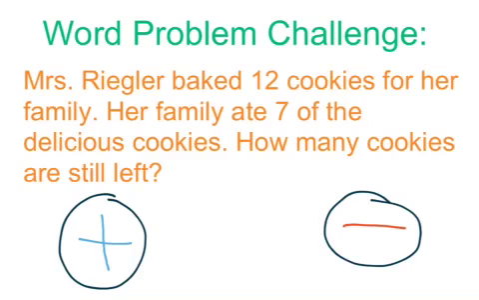I'll read it one more time. Mrs. Wriggler baked 12 cookies for her family. Her family ate 7 of the delicious cookies. How many cookies are still left? The words I underlined in purple are words that should help you decide whether or not this is a plus problem or a minus problem. See if you can figure out the answer and have a number sentence to go along with it. I can't wait to see what you come up with.